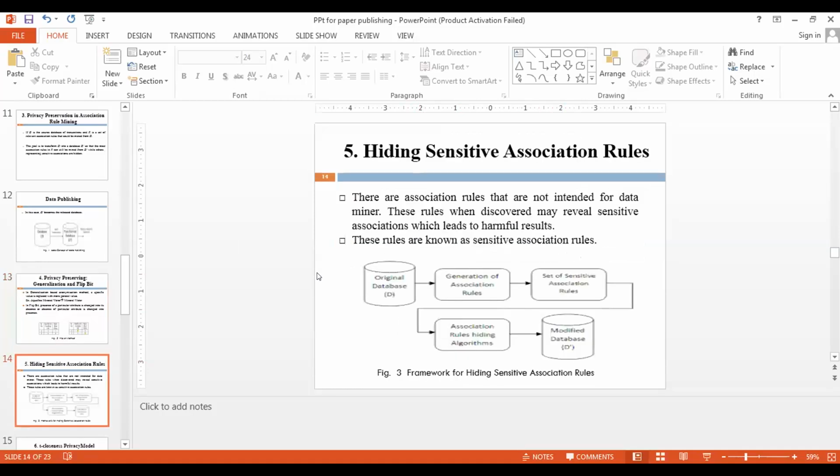The next method we are using is hiding sensitive association rules. In the diagram we can see that first of all there is the original database. There the generalization association we will apply. A set of sensitive association rules will be applied. Next, the association rule hiding algorithm will be there, and a modified database, D dash, will be there. The modified database will be used by the third person, while the original database remains with us.